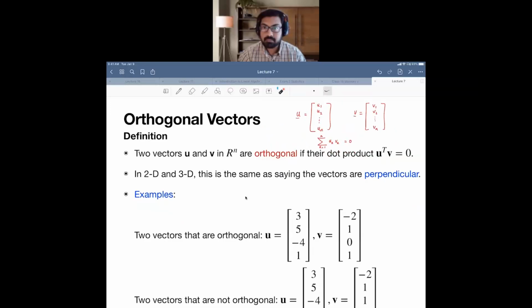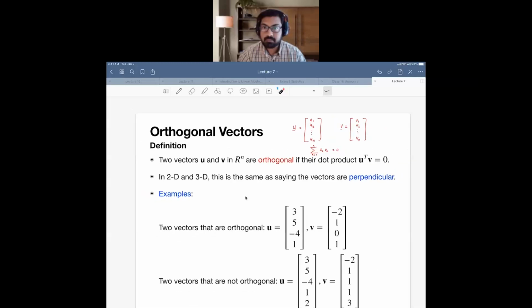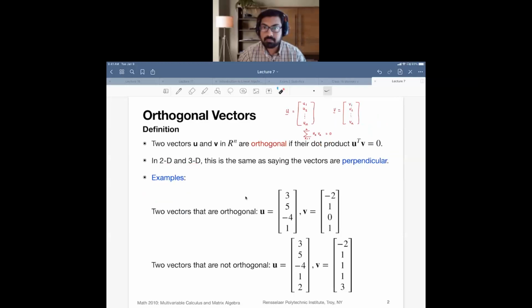So it's like projecting one vector onto the other vector, and there should be no projection there if they're orthogonal. So something like x and y axis, right? If you project the vertical axis onto the horizontal axis, you get nothing, zero. And similarly, if you project the x axis onto the y axis, you get nothing, which means that the x and y axis are perpendicular to each other. So they would be considered orthogonal. In two dimensions or three dimensions, the way we are used to looking at things geometrically, it's the same as saying the vectors are perpendicular to each other.